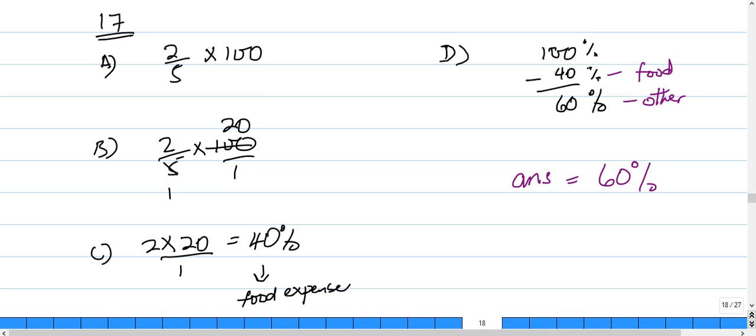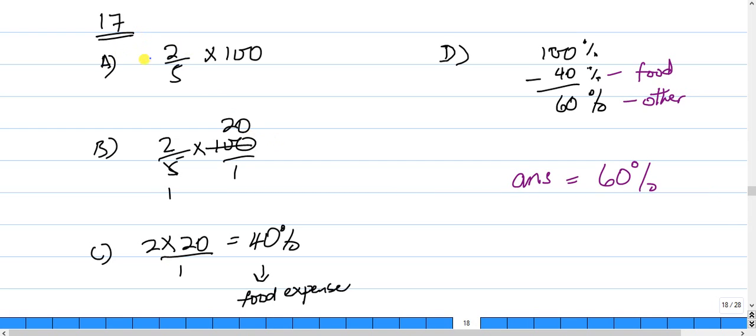So let's reason it out first before we do anything else. We would need to find what percentage is spent on everything else after they have spent on food. So we have two approaches. We could work out what they spend on food and subtract that from 100%, and we would be left with what they spend on other things. Okay, let's take that approach first.